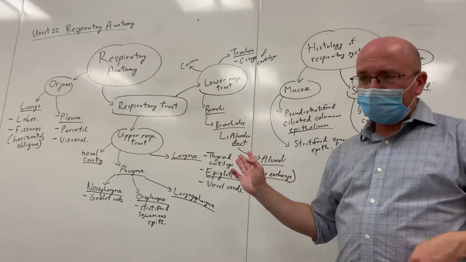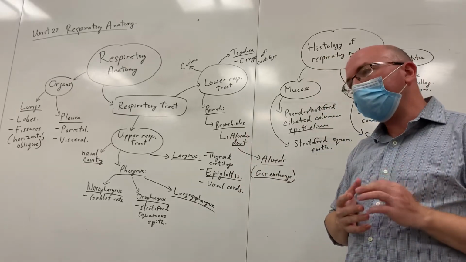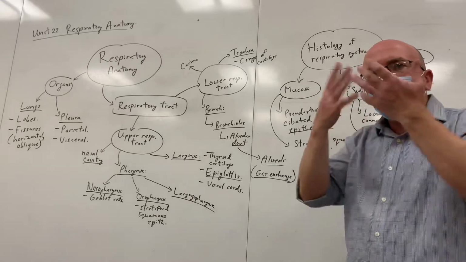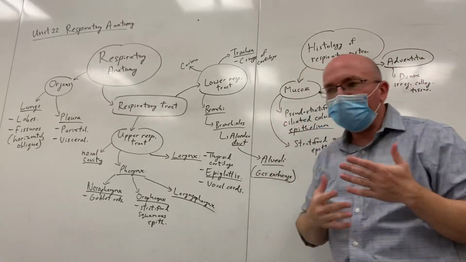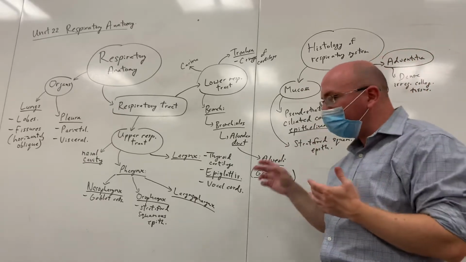Now, keep in mind that the alveoli again are obviously microscopic. You see them on the slides. Again, it should be quite obvious what they're doing based on their appearance. You might see some blood vessels, you might see some other cells. There are different types of cells actually in the alveoli.